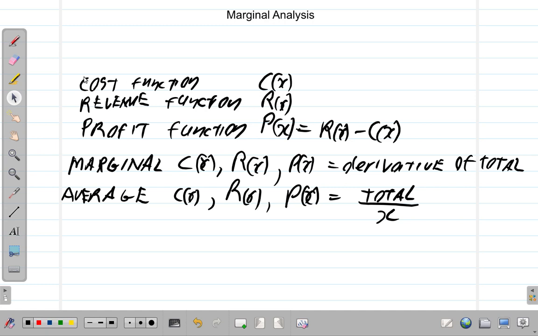Now these, what you see here, are the total cost, total revenue, and total profit function. So to find the average, you would divide each of them by x. To find the marginal, then you would differentiate each of them with respect to x.